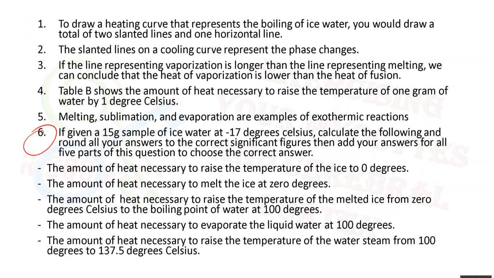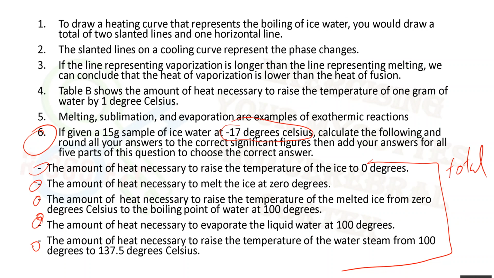On the Regents, you're only going to get questions that are broken down like this. In class, the teacher may actually give you one single question that requires you to perform all these calculations. For example, given 15 grams of ice, calculate the total amount of heat that's necessary to raise the temperature from negative 17 degrees Celsius all the way up to 137.5 degrees Celsius. So one question, that's it. And in order to answer that question, you'll have to do A, B, C, D, E, and then add your answers for all of them.